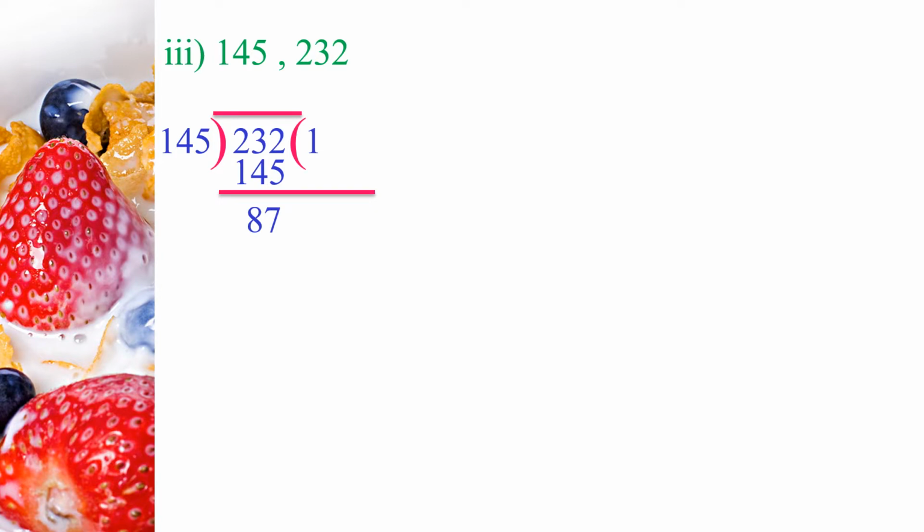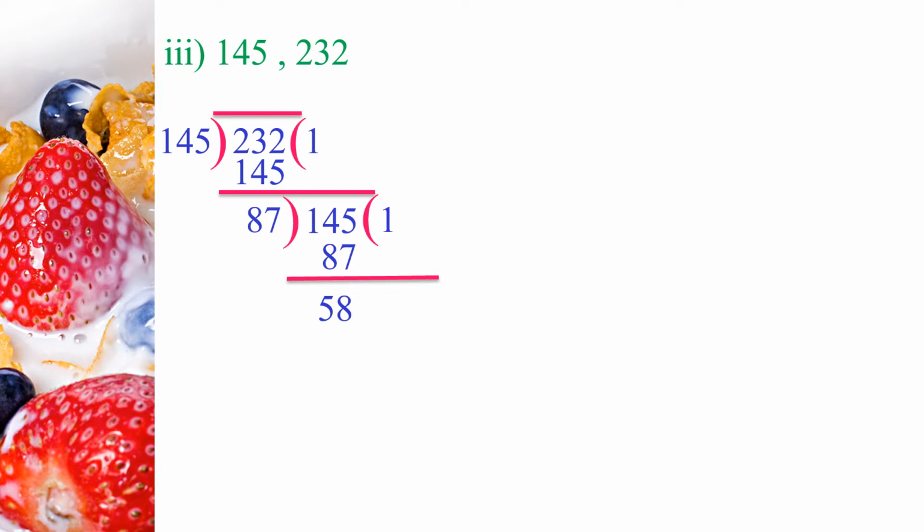Now divide the divisor by remainder. So we'll get 145 here. So how many times we have 87 in 145? We have only one time, so write 87. Now we are going to subtract, we will get 58 as remainder.